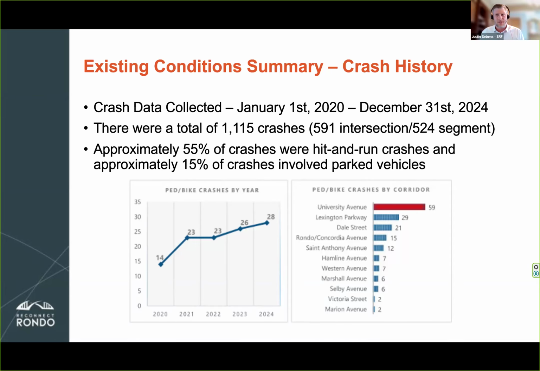Some statistics that I want to touch on: 55% of those crashes were considered hit and run crashes, and approximately 15% of the crashes involved parked vehicles. So just a couple of things to kind of think about as we work through this.